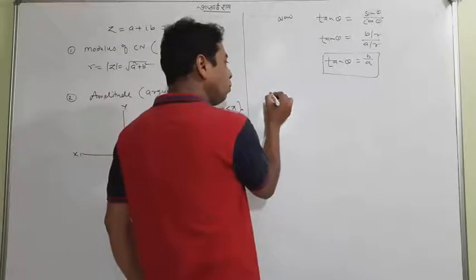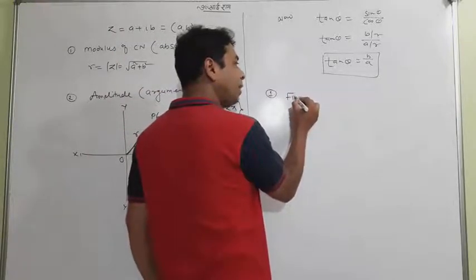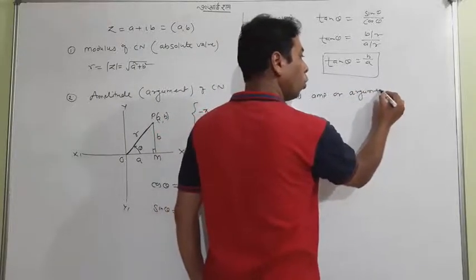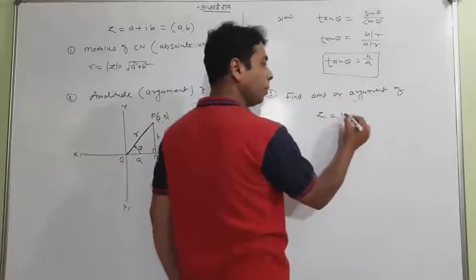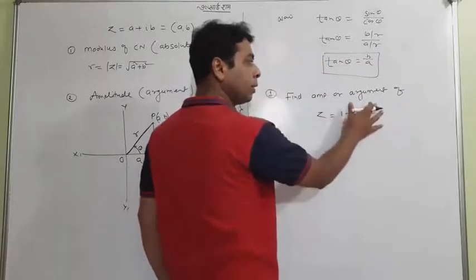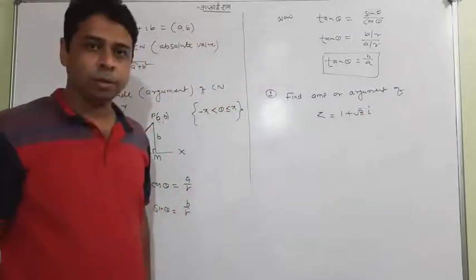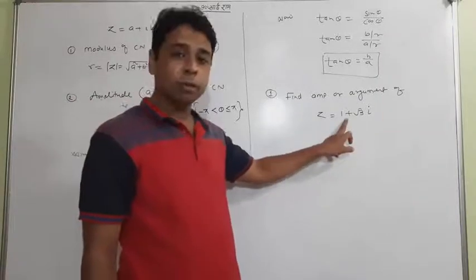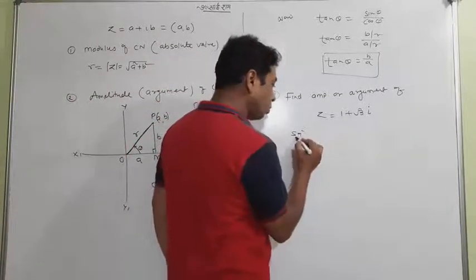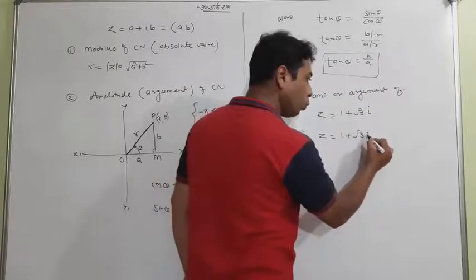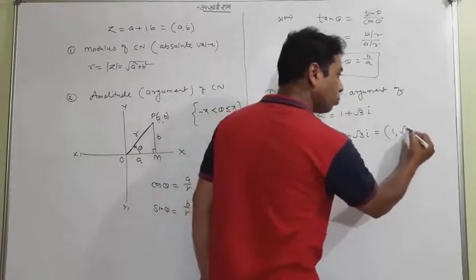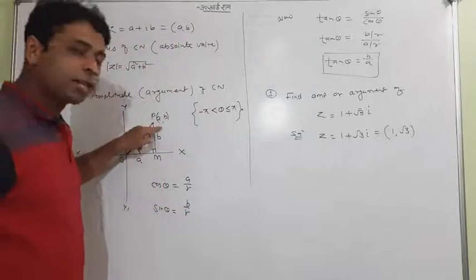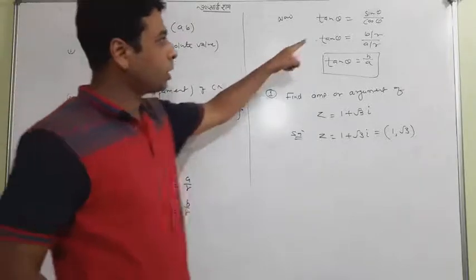I am giving you a question: find the amplitude or argument of the complex number 1 plus root 3 i. Suppose this is the question. Look, and try to understand how you can tell that this point is lying in the first quadrant. That's simple. When you start your solution, write it as an ordered pair: (1, root 3). This is positive, this is positive. One can simply understand it is lying in the first quadrant.